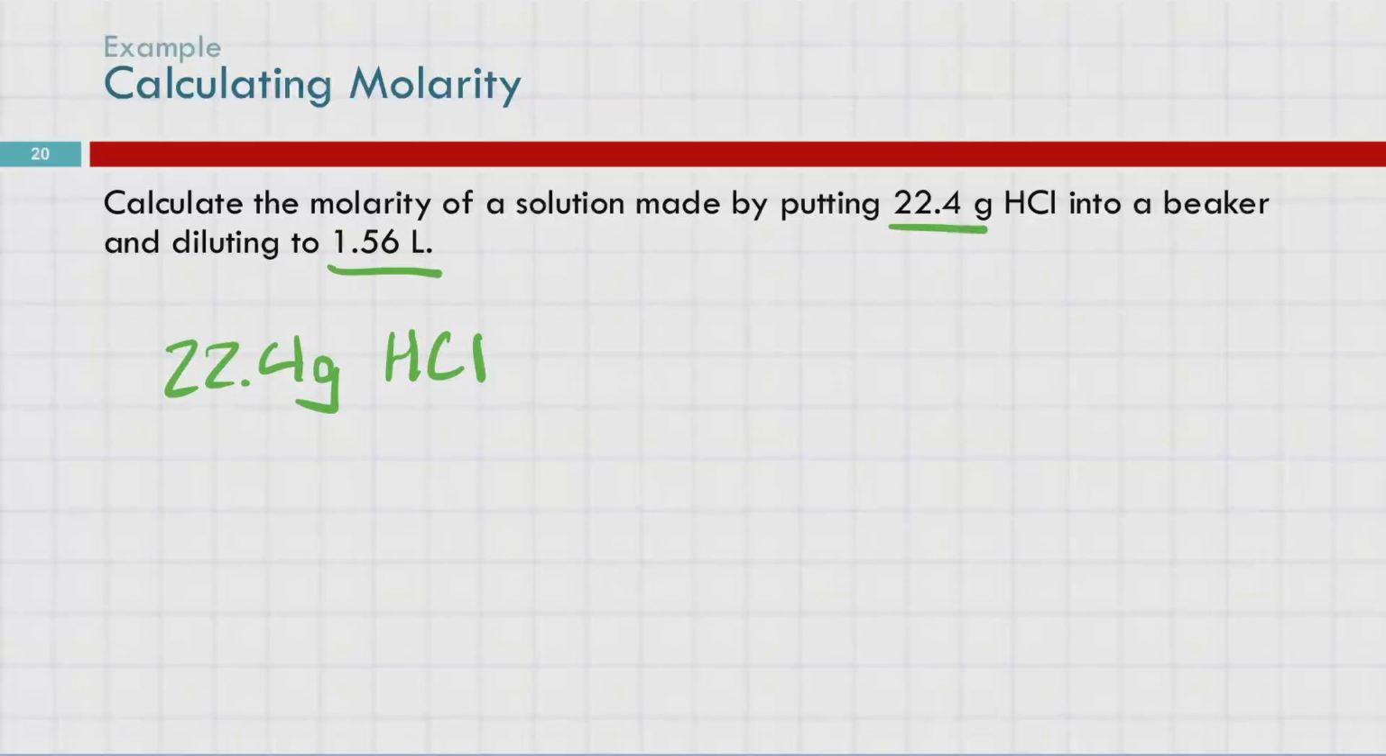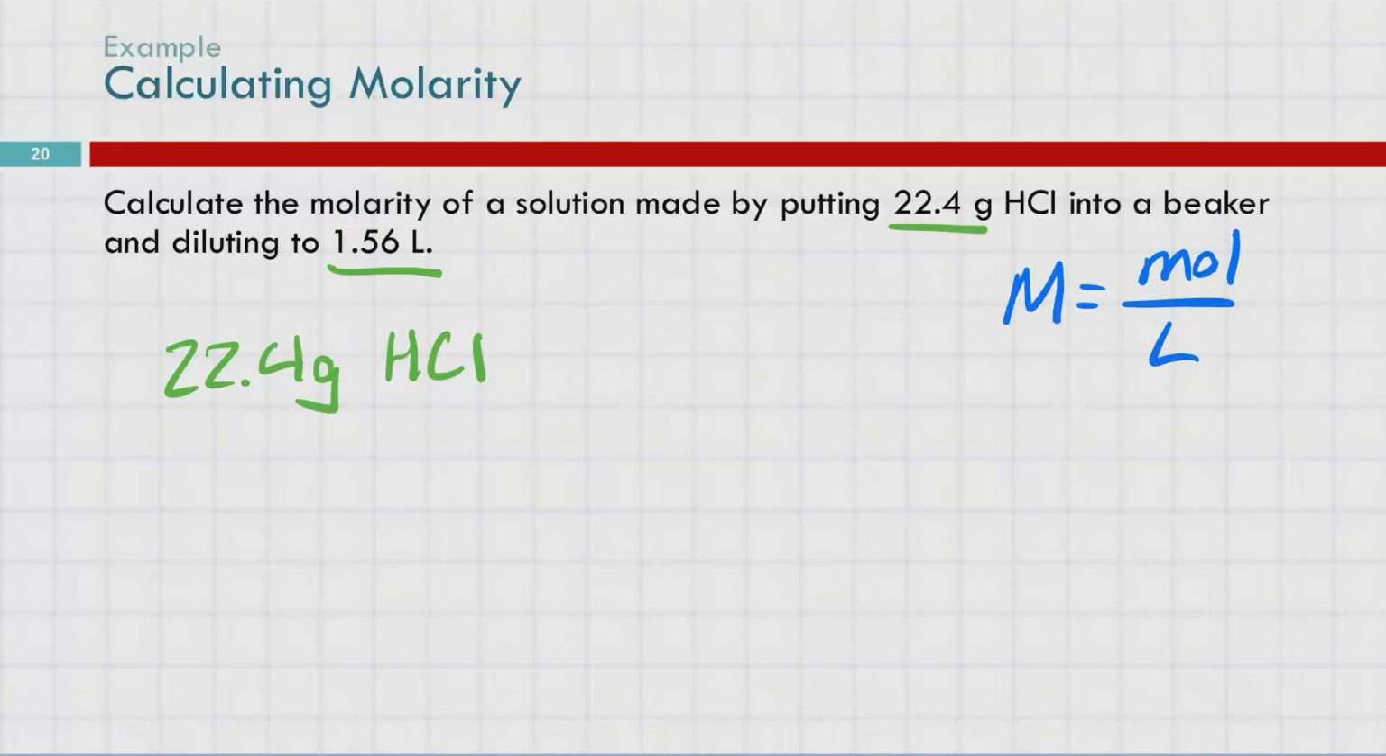HCl. What are the units that go into molarity? Who remembers? Moles over liters. Big M equals moles over liters. So that means we need moles and we need liters. We have liters. We were provided liters. That's pretty easy to measure. So we already have the liters. We need the moles, and we're starting with grams.